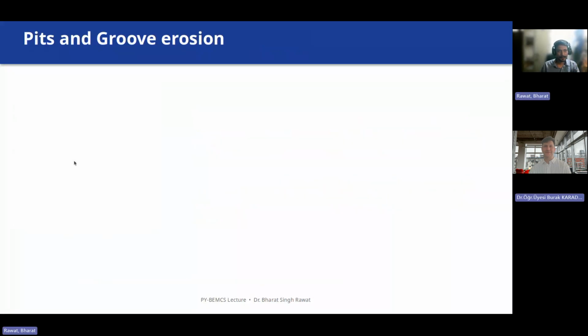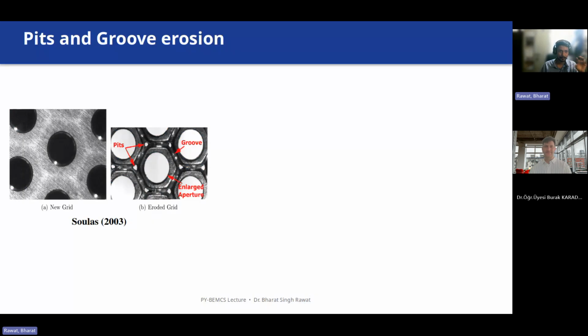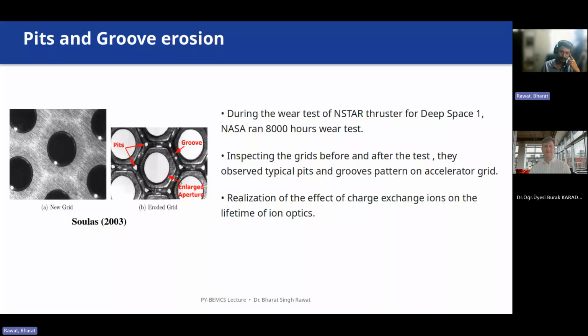Then after this, people started using multi-aperture grids. So they use these plates, in which they drill holes or use electrochemical etching to make these multi-aperture grids. But then during the wear test conducted by NASA, they inspected the grids before and after the test, and they found these erosion patterns, which you can see, called the pits and grooves, after the erosion test. And after a lot of studies, they found that these are mainly caused by the charge exchange process, which happens very close to the grid.